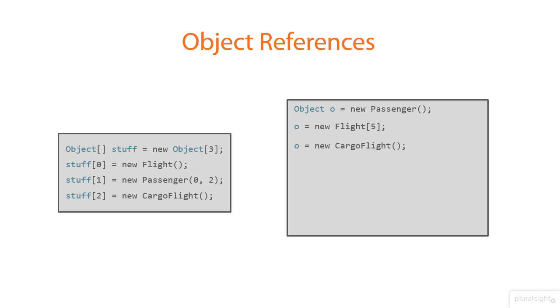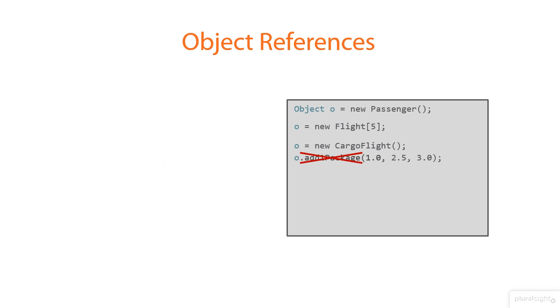So if I was to try to take O and call addOnePackage, a method that's specific to CargoFlight, that's not going to work because the reference O doesn't know anything about this idea of addOnePackage. Now, does that mean that the object we created, CargoFlight, is any less CargoFlight because the reference O can't get to the CargoFlight capabilities? Of course, the answer is no. Let's see what this means in terms of what's happening here.